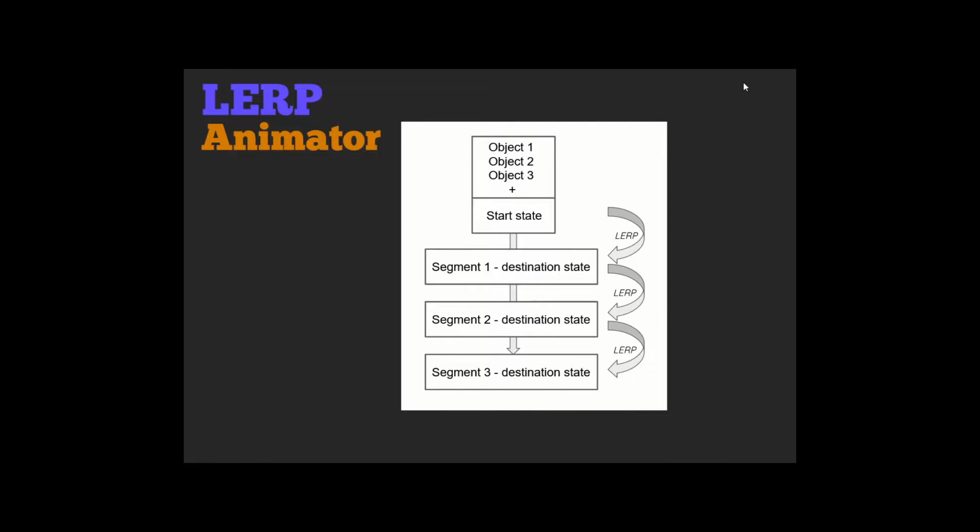This illustration shows in a nutshell how everything works. You start off by defining which objects you want to be affected by the asset. Each of these states represent a certain position, rotation, and scale for all of the objects. And each segment then represents a destination point for interpolation between A and B. A to B, A to B, A to B. Let's take a look at how this works in action.